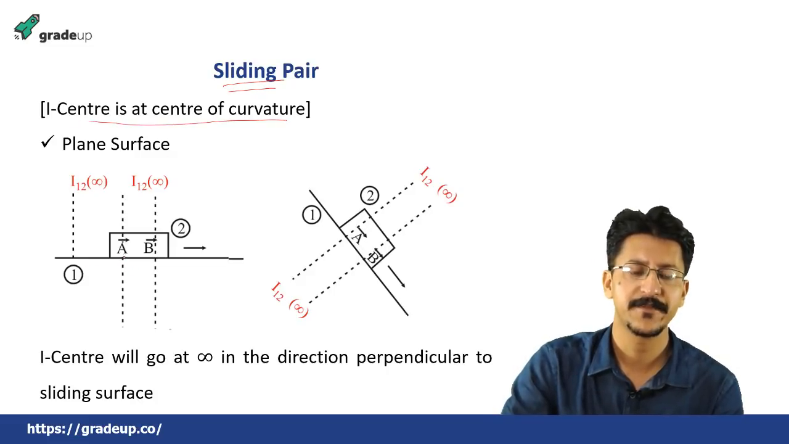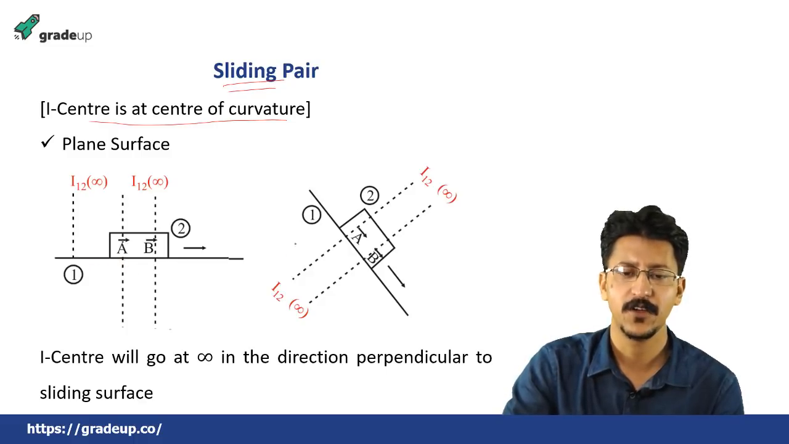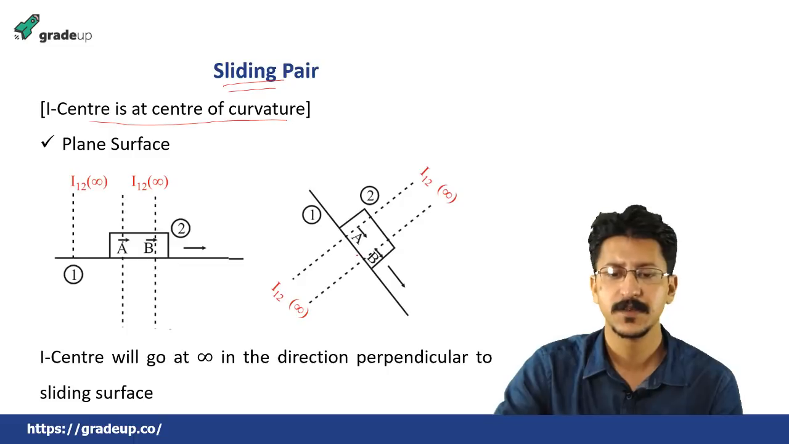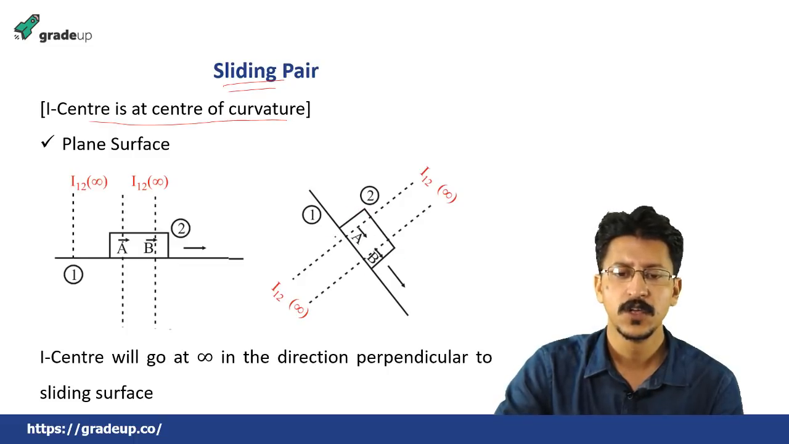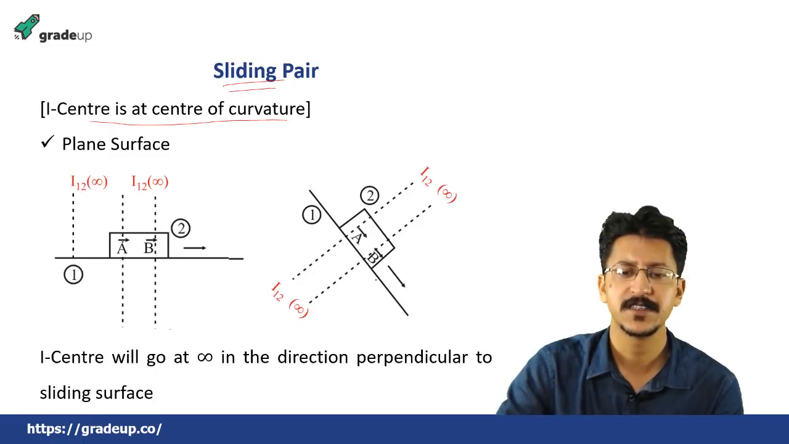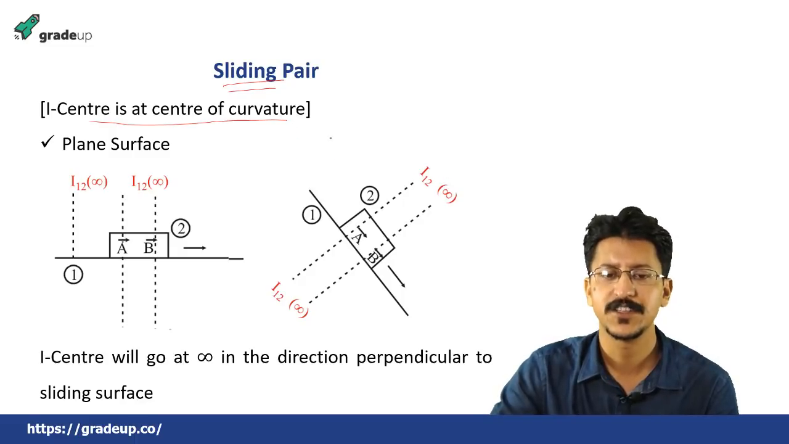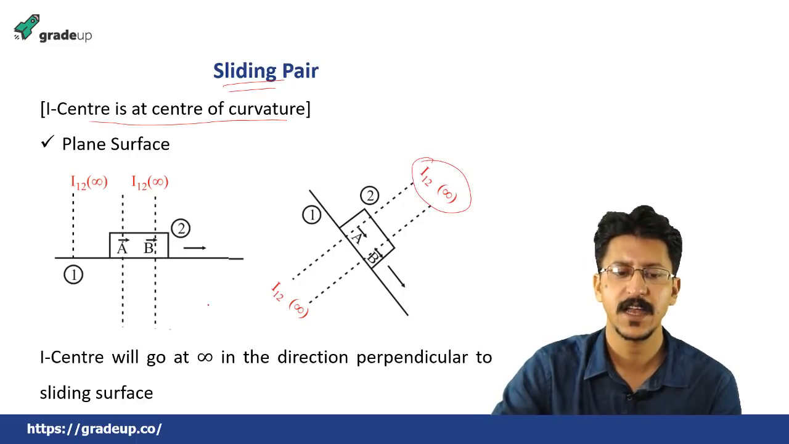If it is a plane surface, then the center of curvature of links 1 and 2 will lie at infinity. Similarly at this point, this is link 1, the plane surface, and this is a block, that is link 2. So the I center of these two links will be at the center of curvature, and since it is a plane surface, the center of curvature is at infinity.